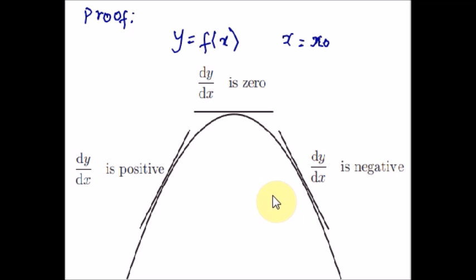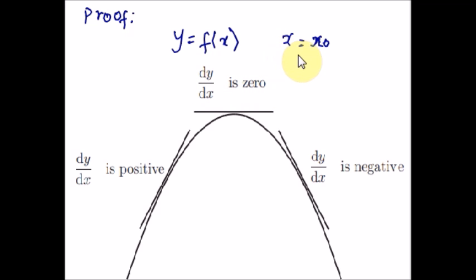Otherwise, it would never attain a maximum value with respect to its neighbors. This is all about the stationary points. All you have to know is, imagine there is a function at one point. If you find the derivative, the derivative at that point has to be equal to 0. That is called a stationary point.